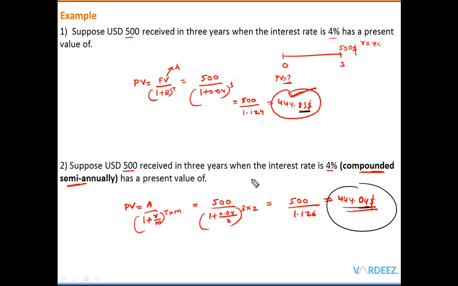Similarly, if I want to compound this quarterly, the same 4%, this amount will again go down. Then if I compound it monthly, again it would fall down. So overall this is something that needs to be noted.